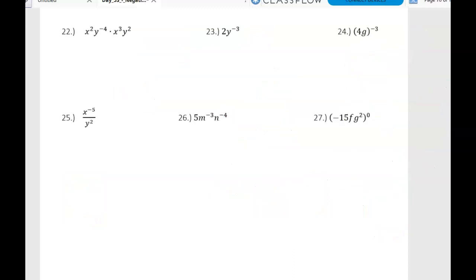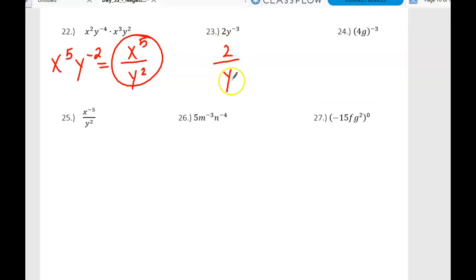Okay, so 22. When we look at 22, we're multiplying our x's, and the rule is we add, so we've got x to the 5th. And our y is going to be to the negative 4 plus 2 is negative 2. Since we can't have a negative in our final answer, we're then going to say x to the 5th over y squared, and that would be our final answer. All right, 23, we're just going to pull the y to the negative 3 and put it in the reciprocal, so it's 2/y cubed.